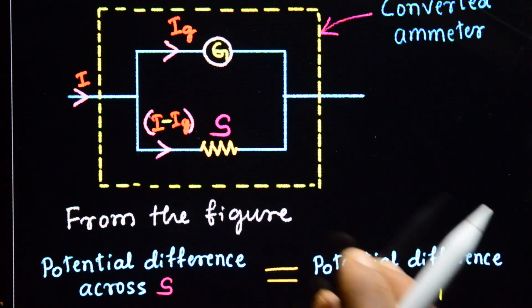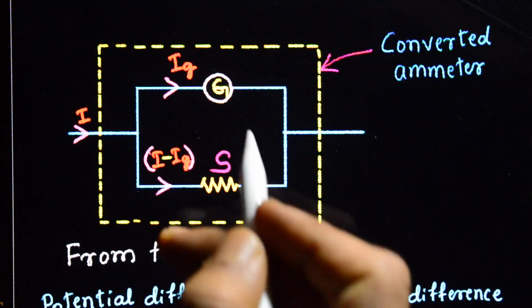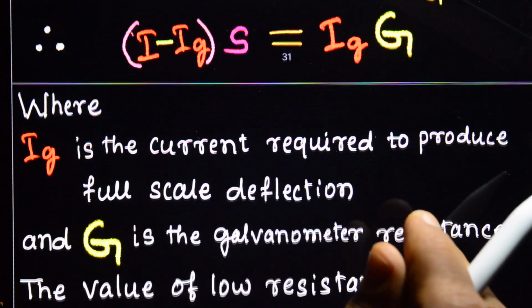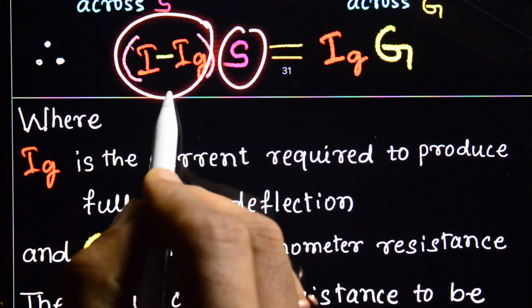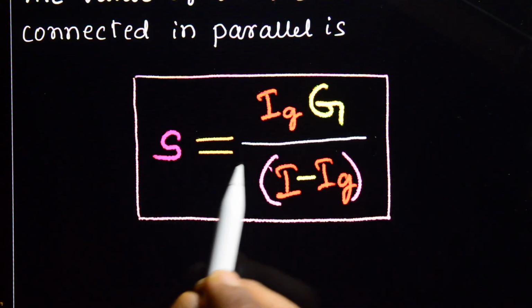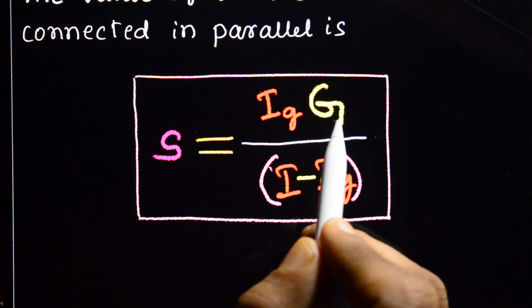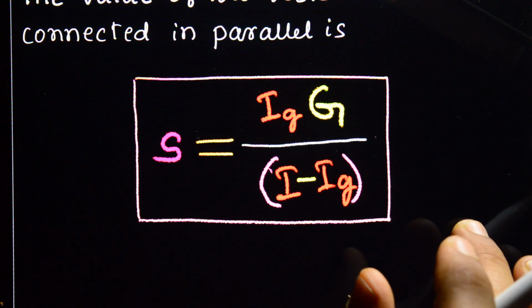How much resistance should be connected in parallel to convert a galvanometer into an ammeter? That can be calculated using this equation. Keep S here. Take I minus Ig to the right side, where it becomes the denominator. So the equation becomes S is equal to Ig into capital G divided by I minus Ig, and that is enough for 3 marks.